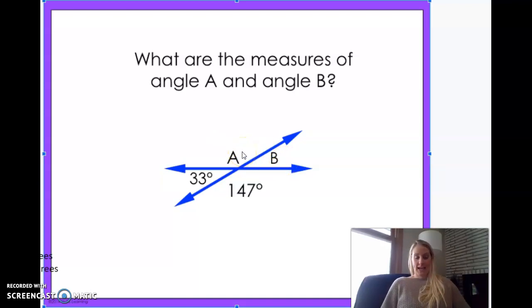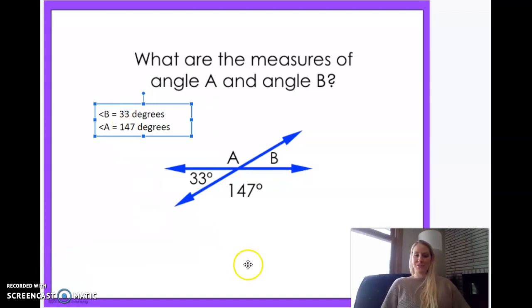Likewise, for angle A, find the angle it's across the vertex from. So it is across the vertex from 147 degrees, which means A and 147 are congruent, or A is also equal to 147 degrees.